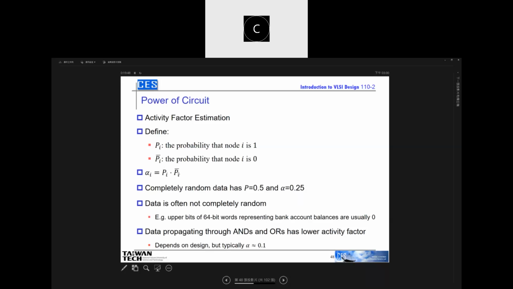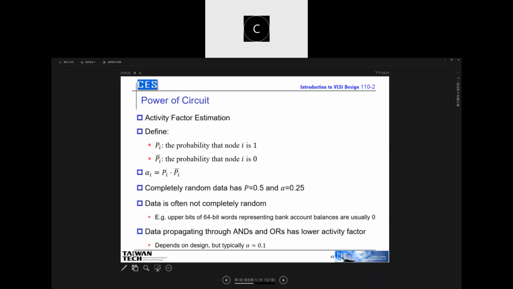So let's assume we have completely random data. That means for one bit, you have a 50% chance of being 1 and a 50% chance of being 0. In that case, Pi equals Pi bar equals 0.5, right? So then alpha I will be Pi times Pi bar, which is 0.5 times 0.5, which is 0.25. So if you have completely random data, Pi will be 0.5, Pi bar also 0.5, and alpha will be 0.25. Okay, so that's for completely random data.